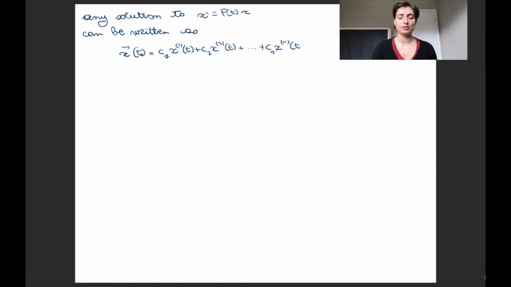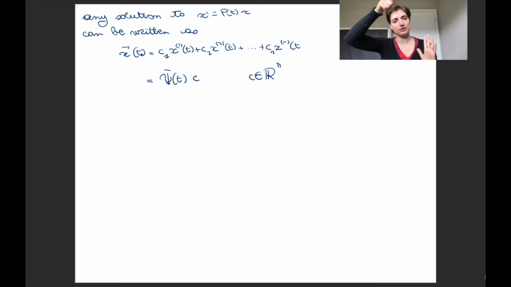So any solution of our ODE system, x prime equals P times x, can be written as a sum of the fundamental set of solutions. So we have x being a linear combination of our fundamental set, so constant times x1 plus constant times x2 plus, and so on, up to constant times xn. That means that we can rewrite this as the matrix psi multiplied by the vector c1, c2, down to cn.